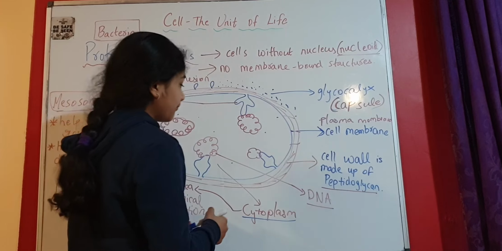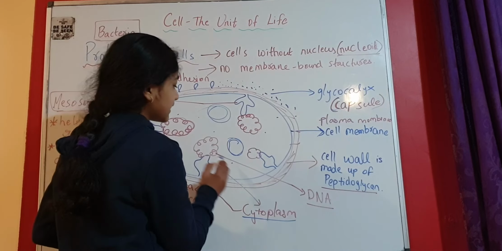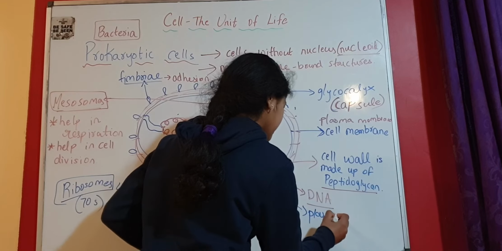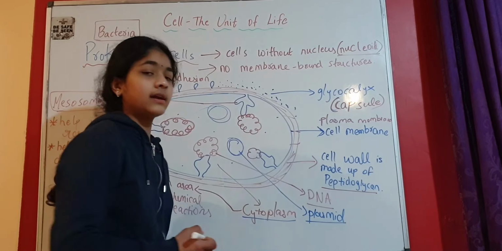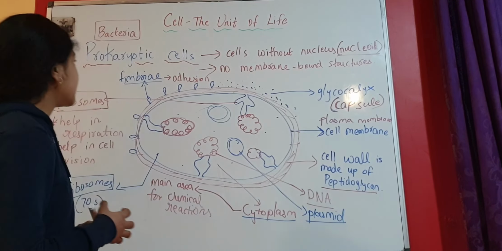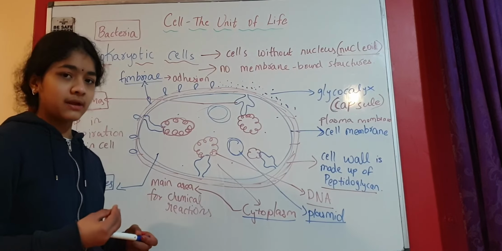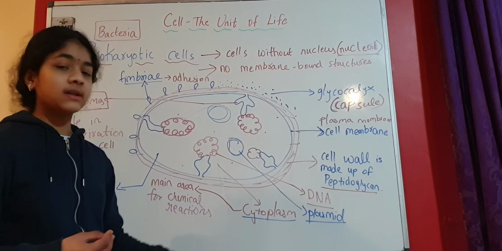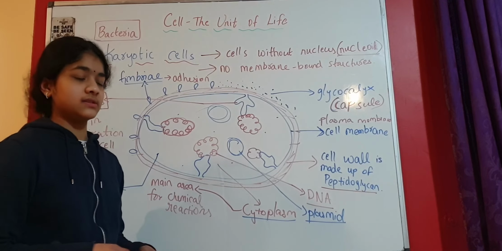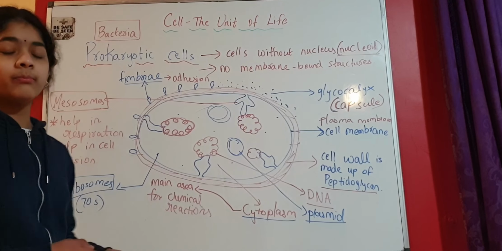Now there are some little spherical structures as well, and these are called plasmids. They are also like DNA, some genetic material. Plasmids are present only in prokaryotic cells. If a cell has a plasmid, it is called a positive strain cell. If a cell doesn't have a plasmid, it is called a negative strain cell. So that is the plasmid. This is the overall structure of a prokaryotic cell.